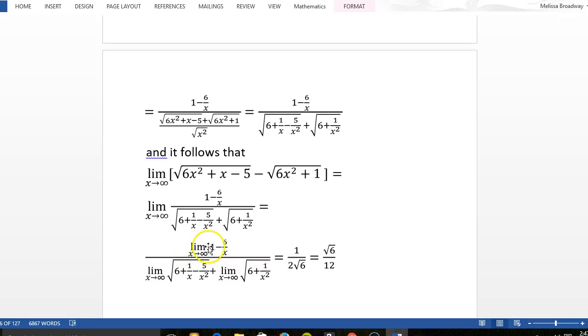And now this limit up here, the minus 6 over x is going to die off. And so that limit right here is just going to tend to 1. So we just get 1 over 2 radical 6. You can stop there. It depends on if your college instructor insists that you rationalize the denominator, then what you need to do is multiply the bottom by radical 6 and the top by radical 6.